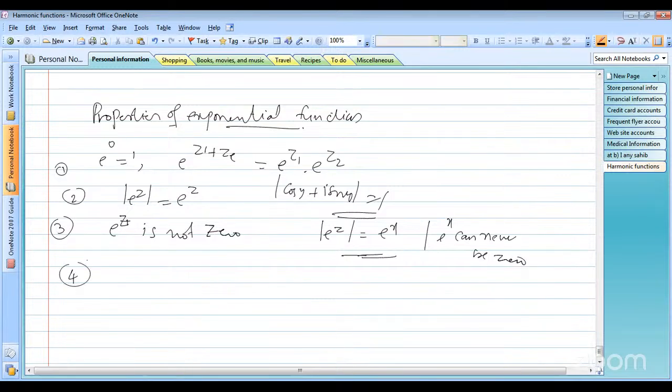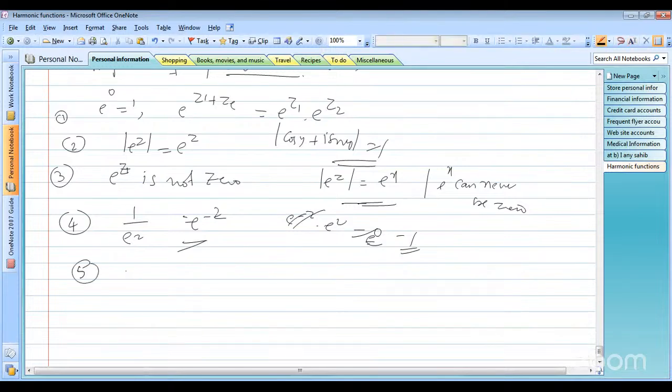Then the fourth one, 1 by e power z, we can write as e power minus z. So e power minus z into e power z, that is 1 by e power minus z into e power z is equal to e power 0. So e power 0 is equal to 1. We know that.